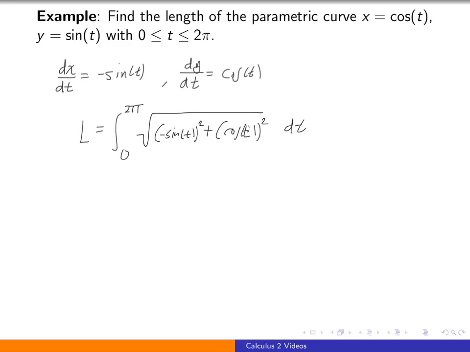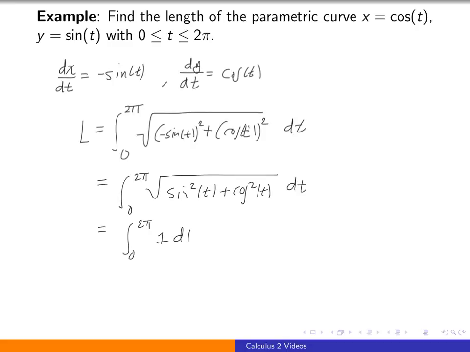Note that something very nice is happening in this case. Sine squared plus cosine squared is 1. So this is really the ideal case. This becomes the integral from 0 to 2 pi, and I'm going to write an extra step just to make sure we all see this, of the square root of sine squared plus cosine squared. Sine squared plus cosine squared is 1, so it's the integral from 0 to 2 pi of 1. Whenever we're integrating a constant, what we need to do is take that constant 1 and multiply it by the length of the interval. So 2 pi minus 0, so the length of this curve is 2 pi.